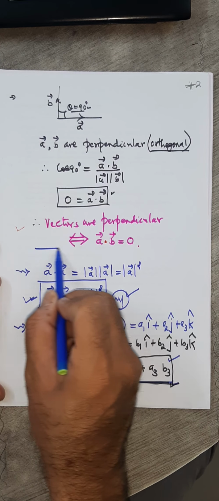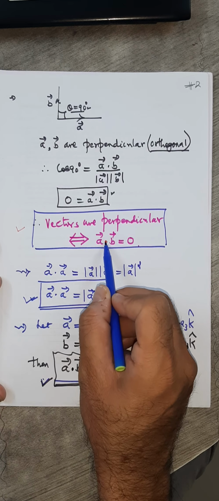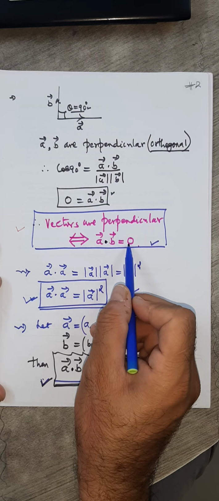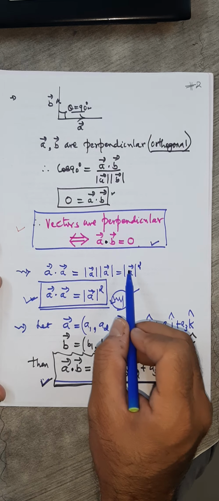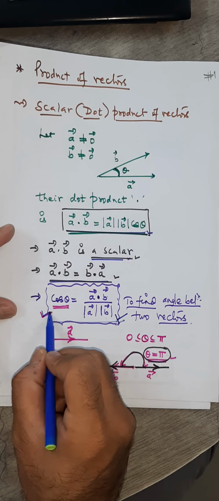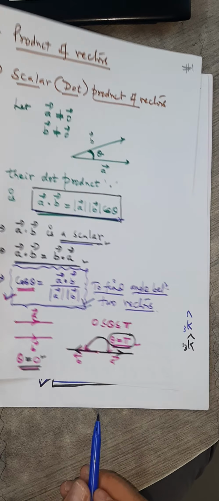Another important one: two vectors are perpendicular if and only if their dot product is 0. Perpendicular means dot product is 0, and conversely, dot product 0 means the vectors are perpendicular. This is the formula to get the angle between two vectors, and this is another way of defining the dot product between two vectors, remember.